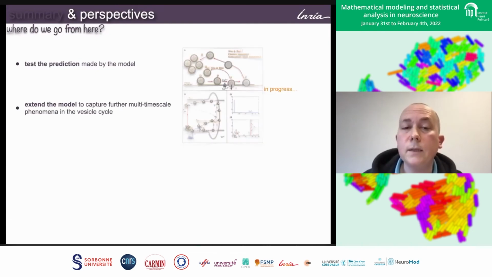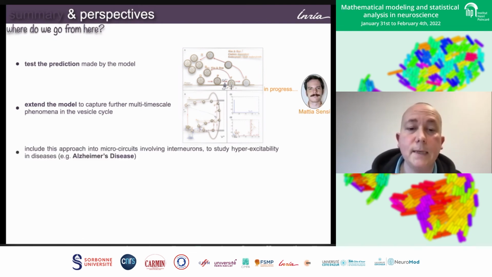We're also trying to extend the model currently by capturing further multiple timescale dynamics in the other part of the vesicle cycle, the so-called endocytosis, where the vesicle is recaptured by the cell. But there are known differential processes, some faster than others, through which this recycling can occur. So that calls for an extension, and still this slow-fast framework could be pertinent. In fact, we have a new postdoc in the group here in Sophia-Antipolis, Mathieu, who is working on this aspect.